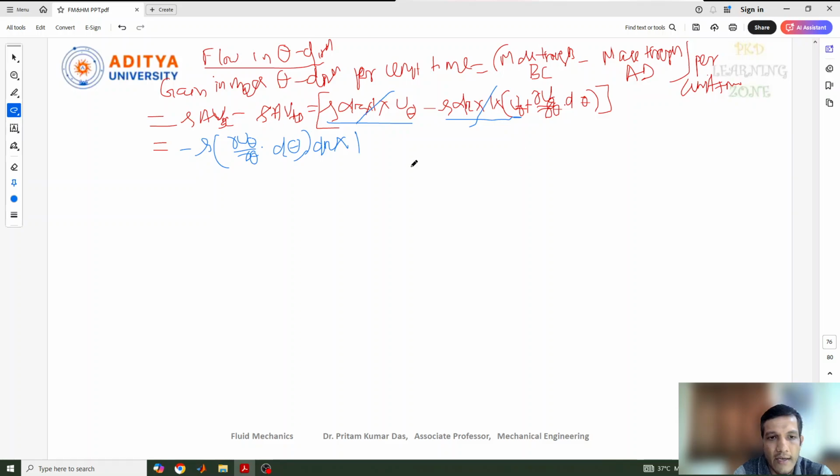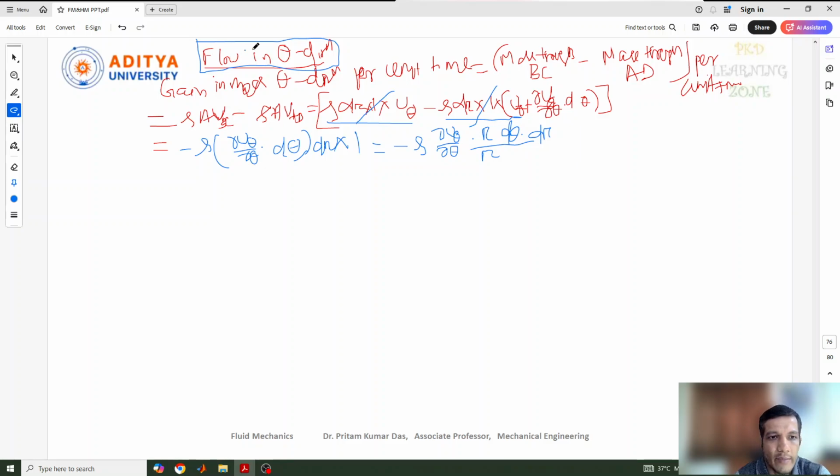This is a minus. Now again, in this same thing I'll keep it and just multiply something here. So rho del u theta by del theta into r, I'll multiply and r I'll divide, r d theta into dr as usual. So what I did is I multiplied by r and divided by r in this equation. So up to now, I think you have understood the flow in the theta direction.